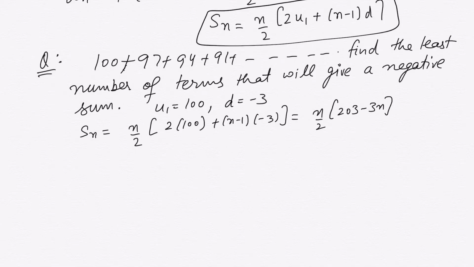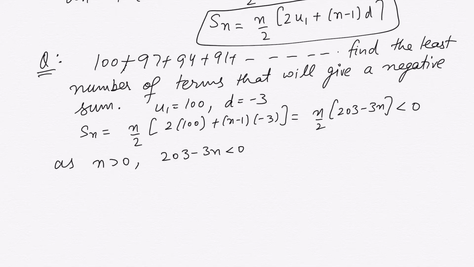Right? Now we want this sum to be negative. So I'll say n by 2 into 203 minus 3n is negative, right? Now you know that n can never be negative because it denotes a positive number. So as n is positive, the other expression which can be negative is this.